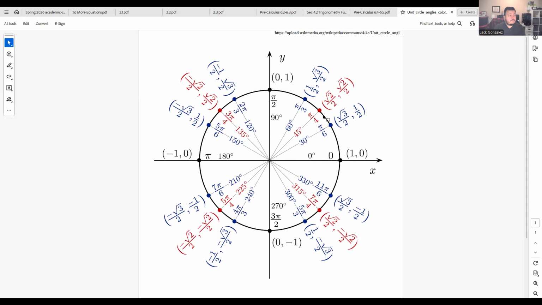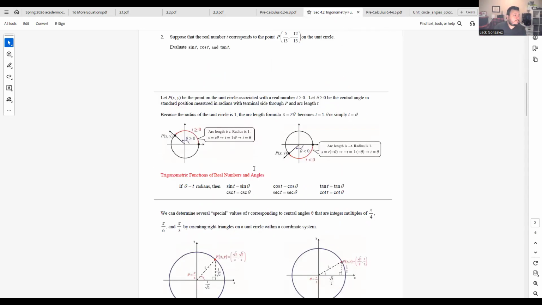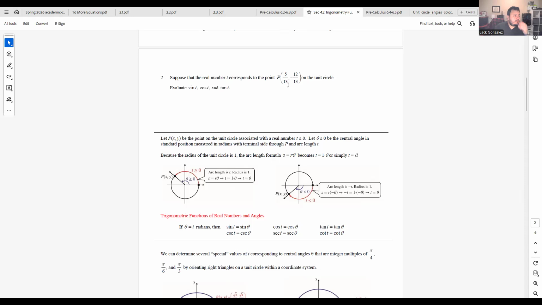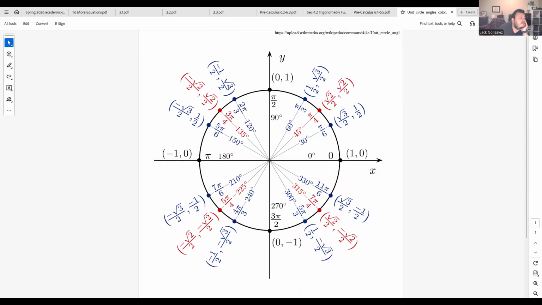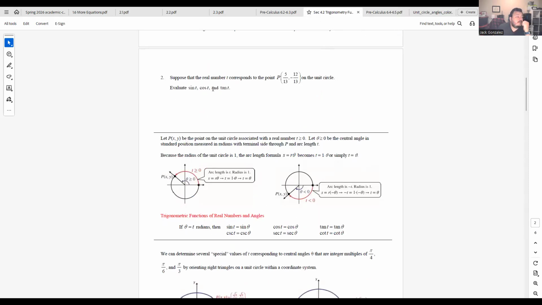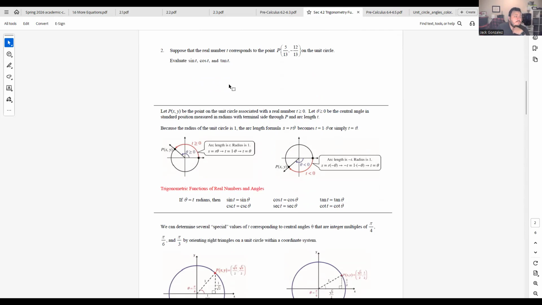So we go back to our examples here. That's what we were doing here. This point is on the circle, so it's just some random one that they made up. What is the sine, cosine, and tangent? Well, that's the y, x, y over x. The ratio, y over x.